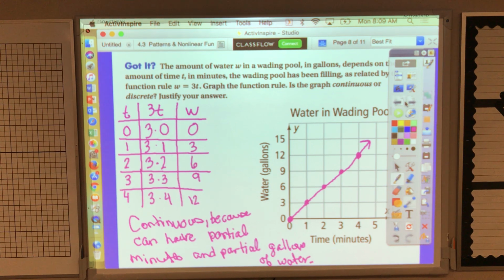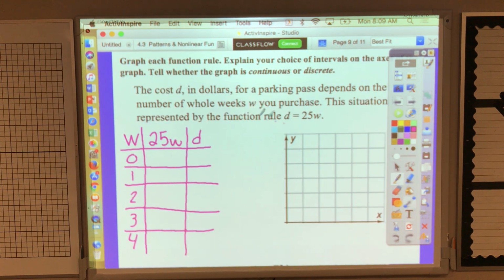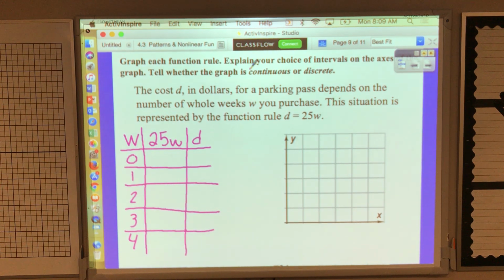Okay, another one. Graph the function rule, explain your choice of intervals on the axes of the graph, and tell whether the graph is continuous or discrete. The cost D in dollars for a parking pass depends on the number of whole weeks W you purchase. So whole weeks is a hint right there. This is represented by the function rule D equals 25W.